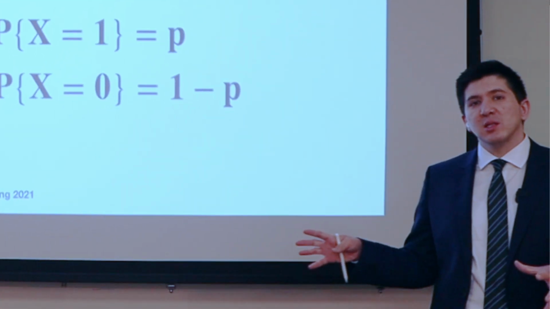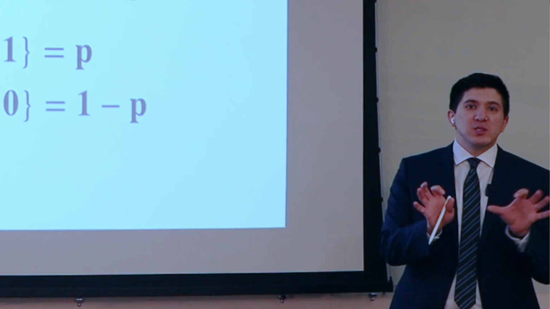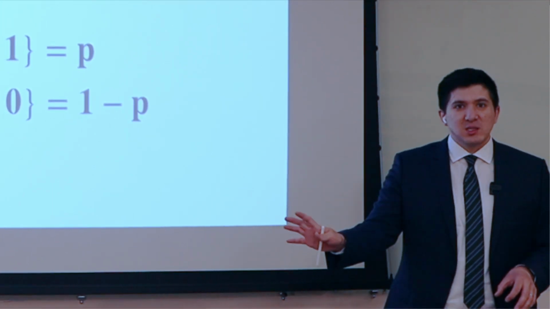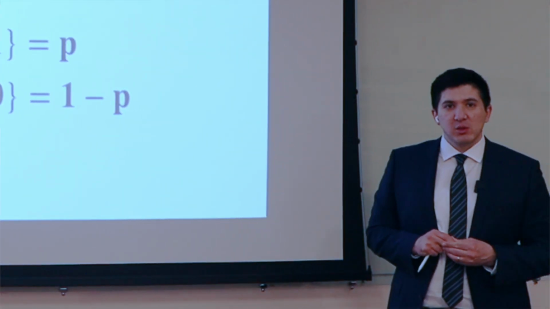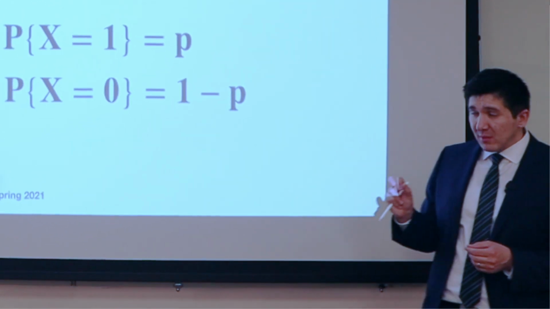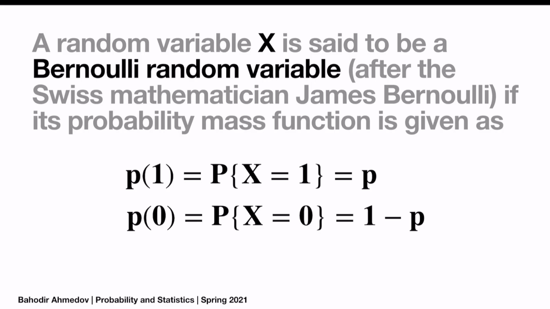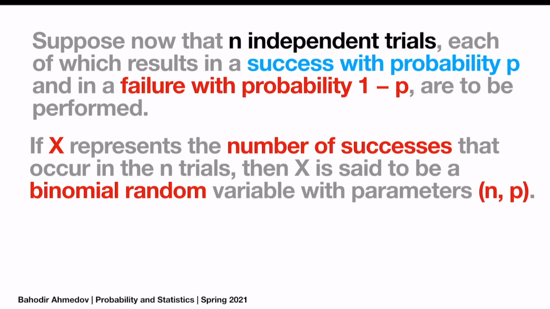And what we want is to create scenarios where there will always be two outputs. Either success, which is going to be denoted as 1, or failure, which is going to be denoted as 0. We then know the probability of success to be equal to p, and the probability of 0 is equal to 1 minus p. Please note that 1 minus p is denoted as q most of the time.